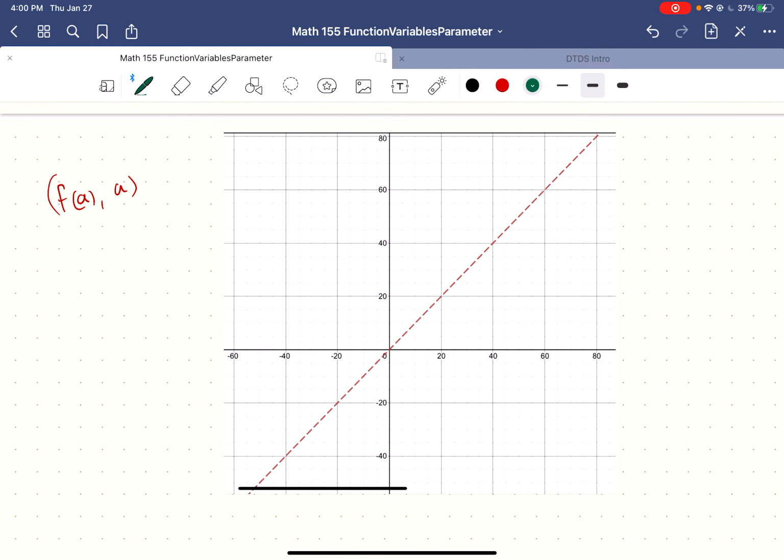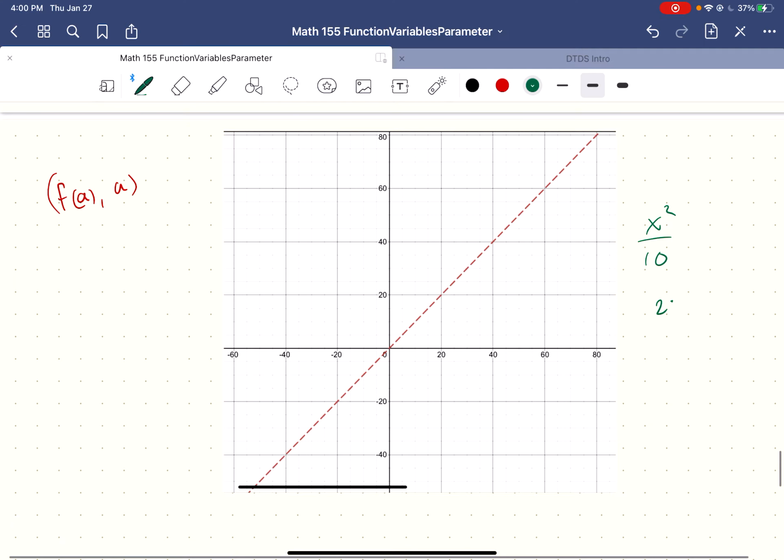So consider, what's something that's relatively nice. If I were to do maybe x squared over 10, and the only reason I'm choosing that is because if I plug in 20, then 20 squared is 400, but over 10 is 40, and so I get to this point right here, which I can plot, and okay, so maybe it's something like this, okay?